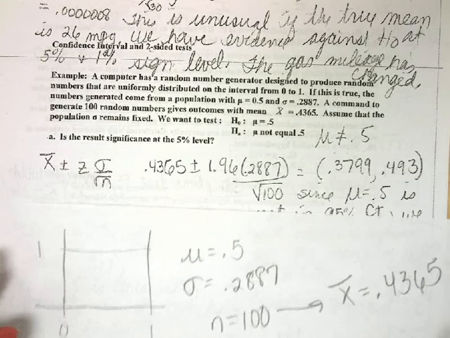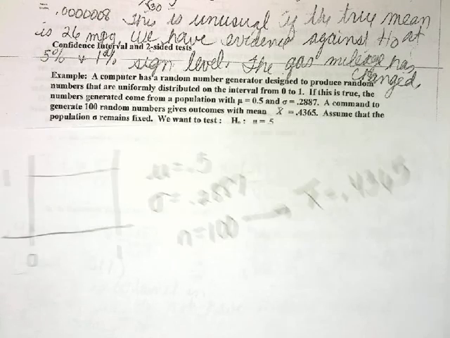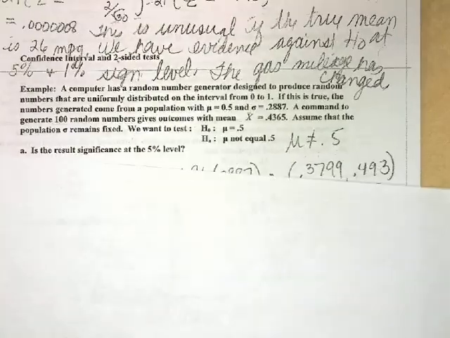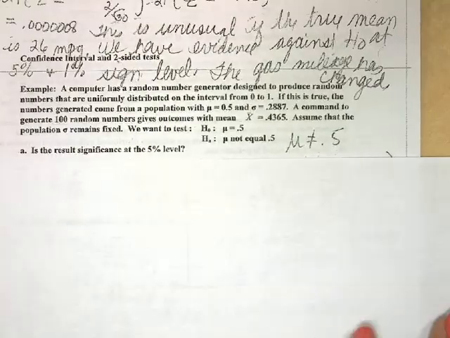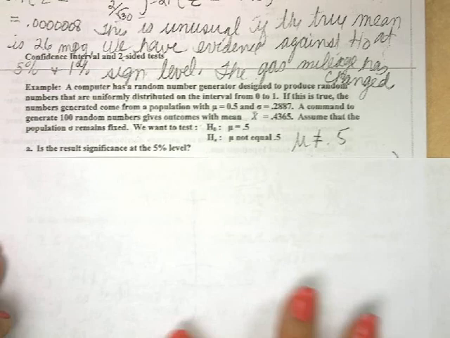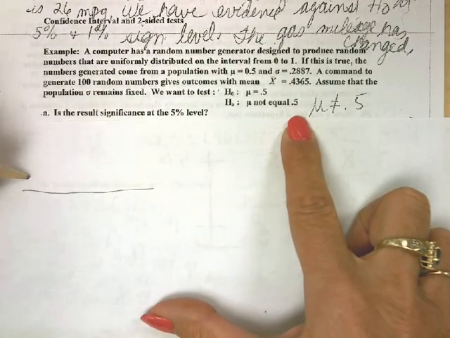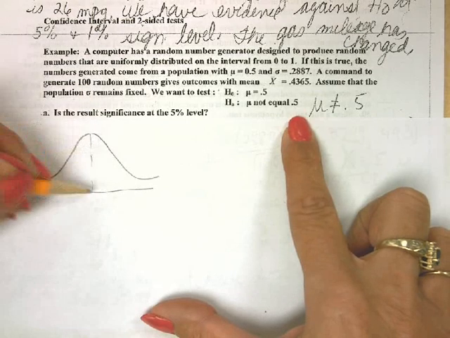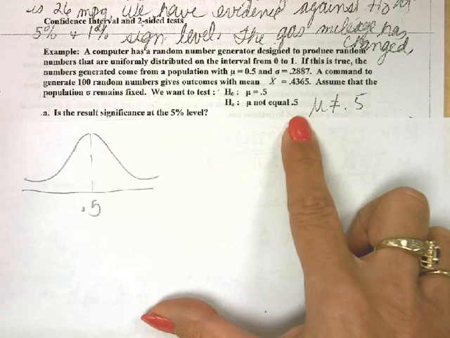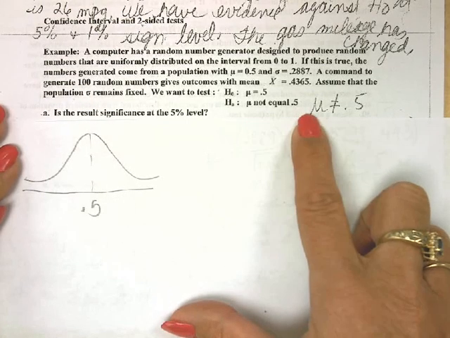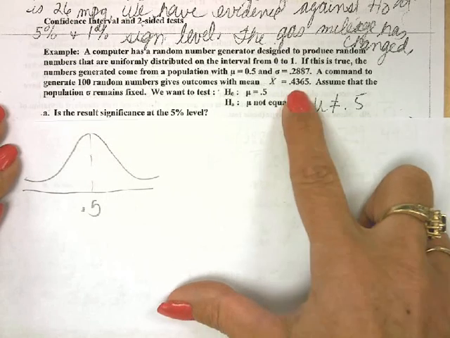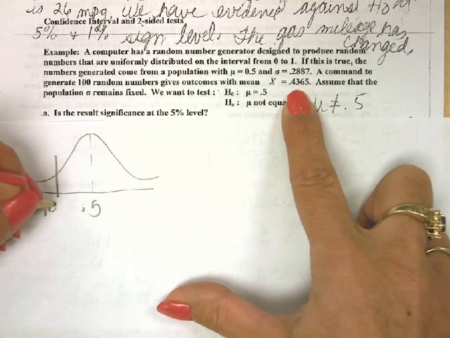So one way to do this test, and let me show not the confidence interval way, but the traditional way of doing hypothesis tests, would be to say, all right, I'm going to assume that the mean is actually here at 0.5. Alternately, I think it's different. So what did we get? We got a 0.4365.